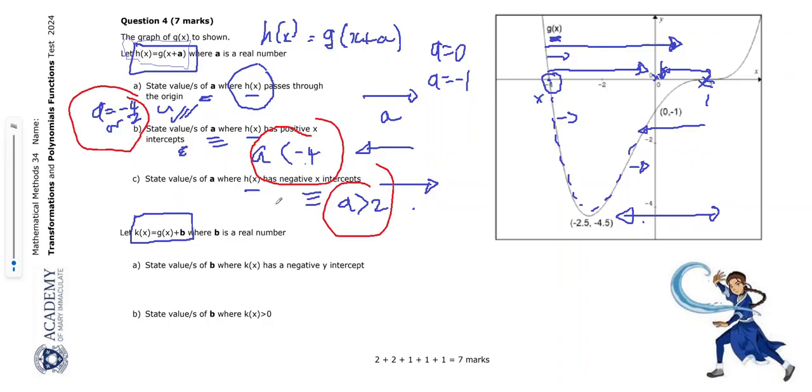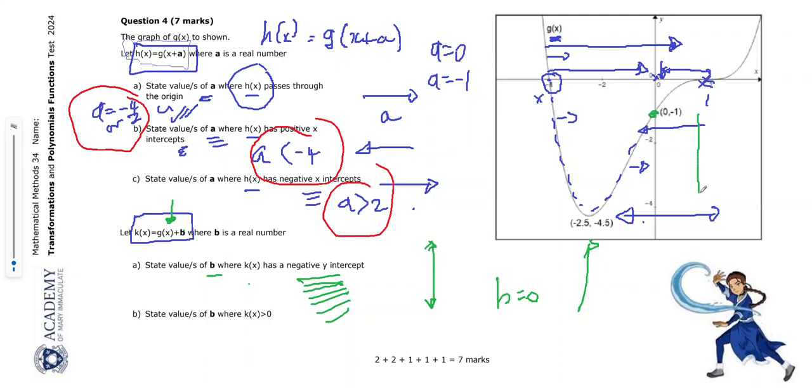Looking at the second part, I've now got k of x is this original curve plus b. So now we're moving up and down. So when b equals 0, I get this graph, and I have one y-intercept, and it's there. So state the values of b where k of x has a negative y-intercept. Well, at the moment it has a negative y-intercept.